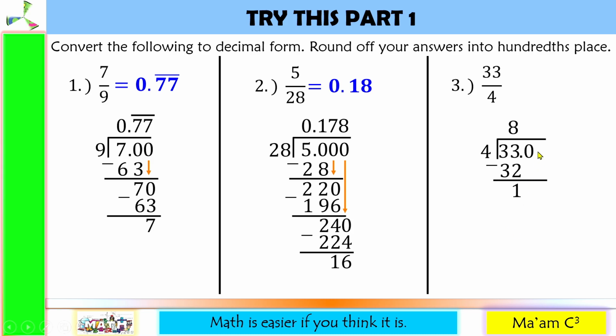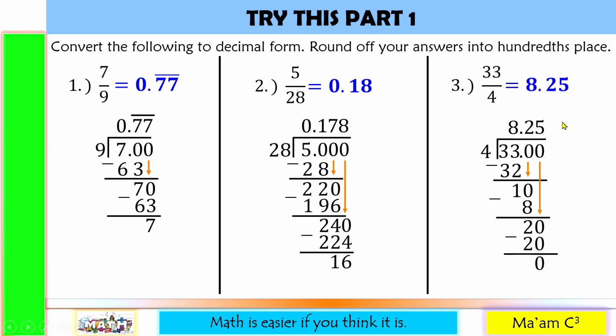Let us add 0.0 here. Let us bring down 0. This will become 10. 10 divided by 4 is equal to 2. Don't forget the decimal point here. 2 times 4 is equal to 8. Let us subtract. 10 minus 8 is equal to 2. Let us add another 0 here and bring it down. This will become 20. 20 divided by 4 is equal to 5. 5 times 4 is equal to 20. Let us subtract. 20 minus 20 is equal to 0. So we have a terminating decimal here. 33 divided by 4 is equal to 8.25.